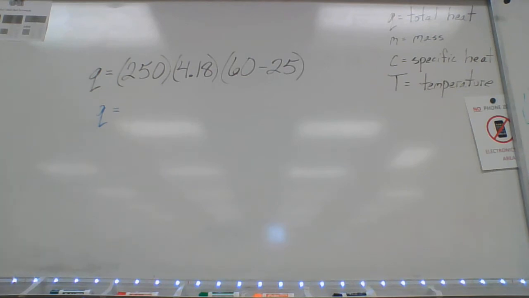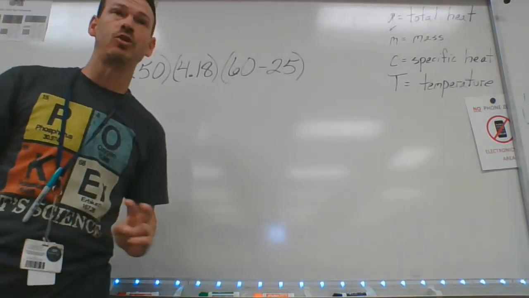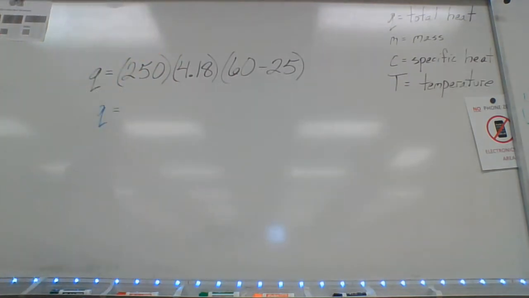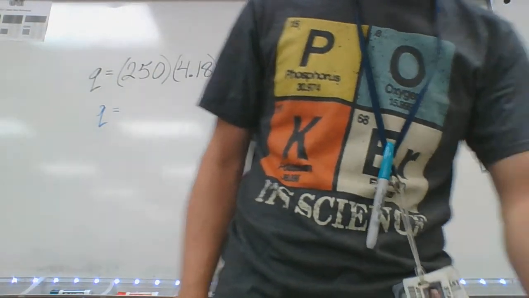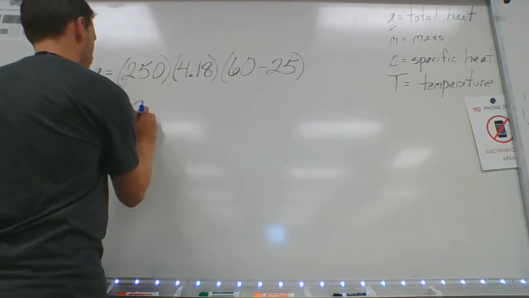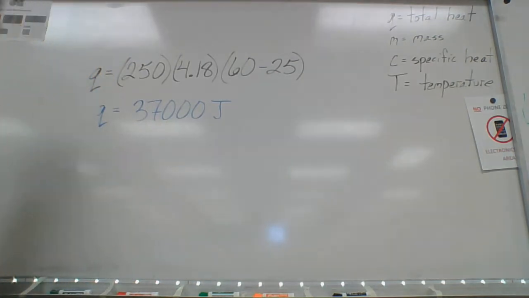Watch your sig figs. Now, the specific heat will never dictate sig figs, and temperatures will always have at least two sig figs. So keep that in mind no matter how stuff is printed. So I'm going to give a two sig fig answer here of... calculator. Oh, all over the wrong place. Yeah, 37,000. I get 37,000 joules.